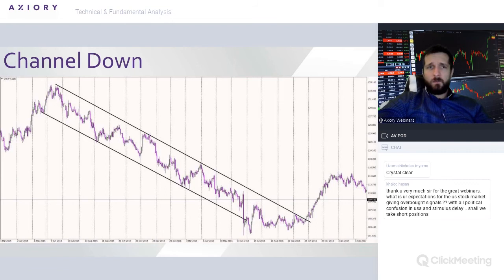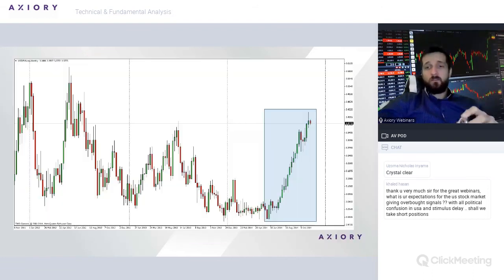Let's move on. Channel down. Price is making lower lows and lower highs. Simple as this. You follow this channel down formation and you make money.